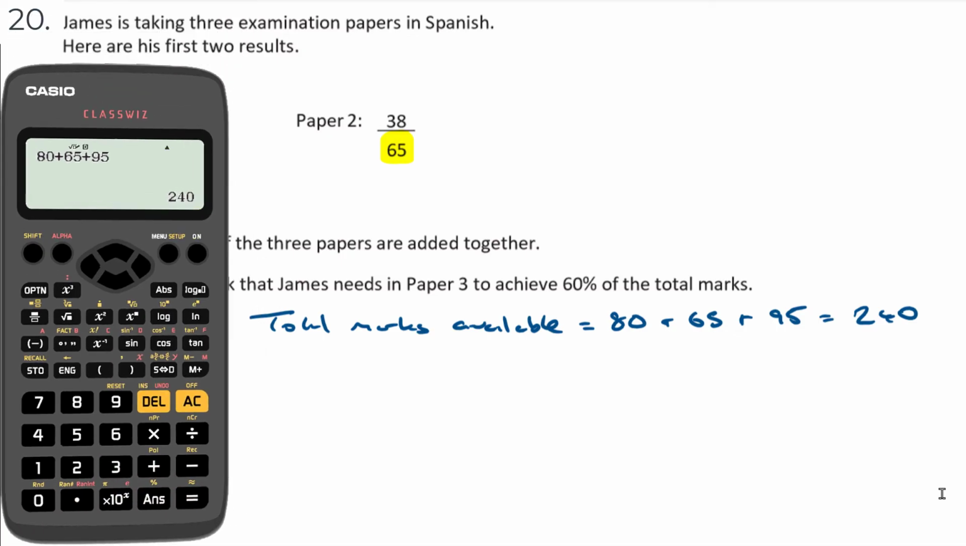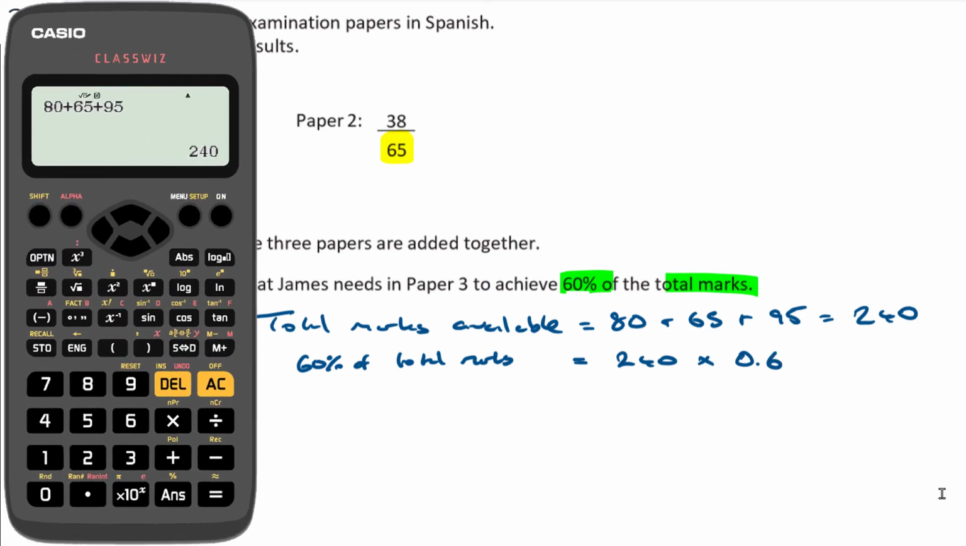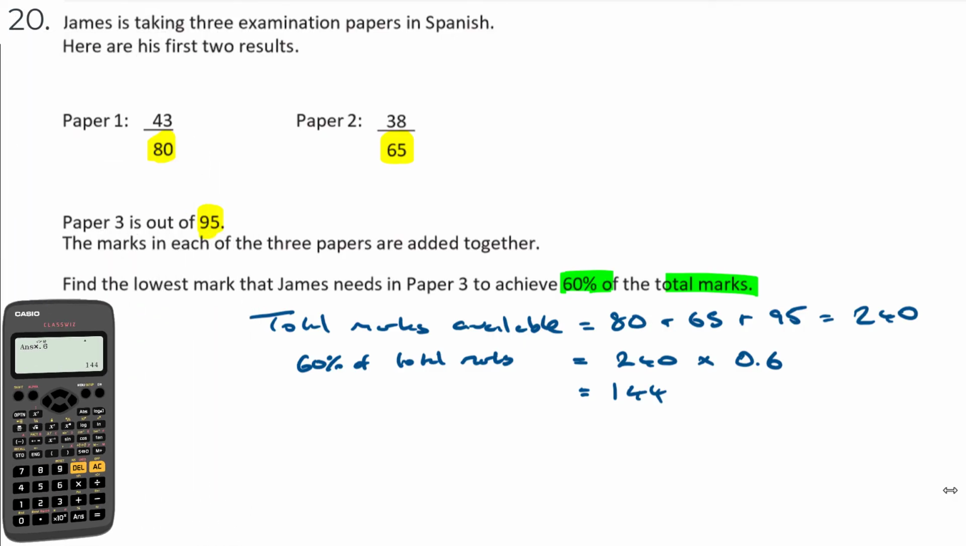Okay, so what we then need to do is find out what 60% of the total marks is. We're going to get that by taking the total marks and finding 60% of it. 60% is 0.6, isn't it, as a multiplier. So 240 times 0.6, that comes out to be 144. So it needs 144 marks in total then to get 60% overall.